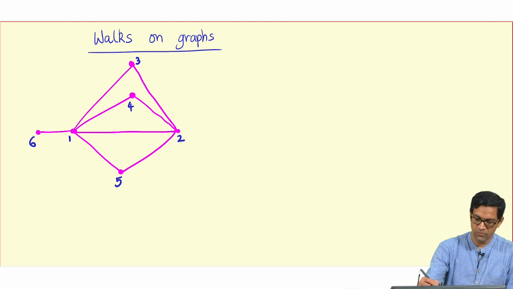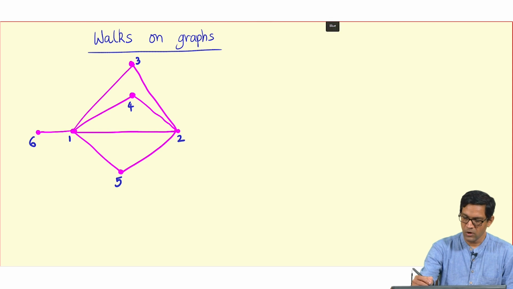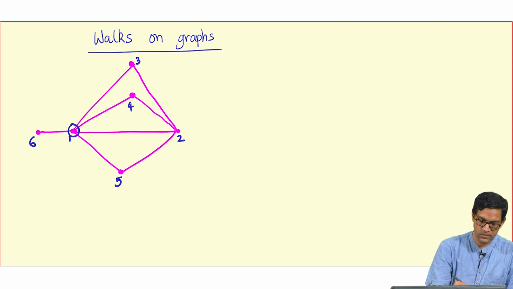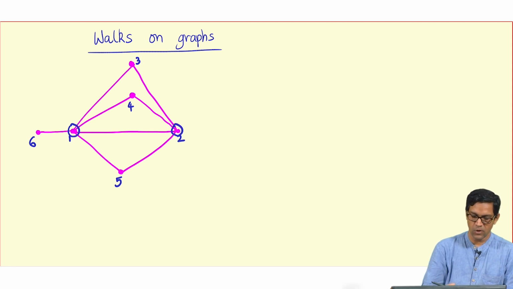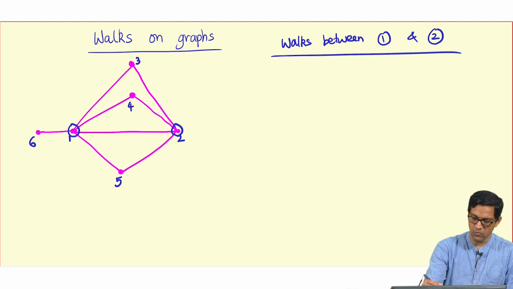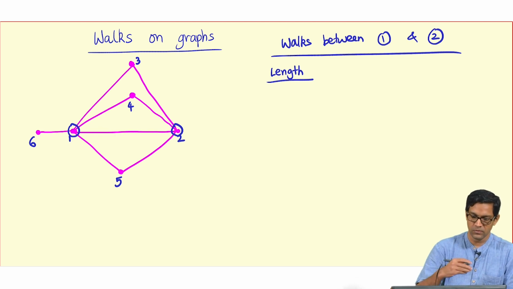Now, let us focus on these 2 vertices 1 and 2 and ask ourselves how many different walks are there of various lengths. So, we want to start at 1 and stop at 2. So, let us count walks between these 2 vertices. There are various lengths of walks, so let us also keep track of the length. Recall the length of a walk is just the number of edges that you travel across when you go from one vertex to the other.